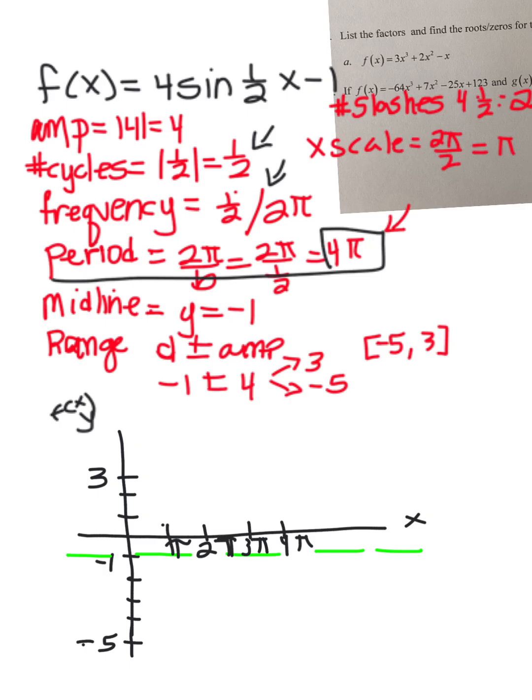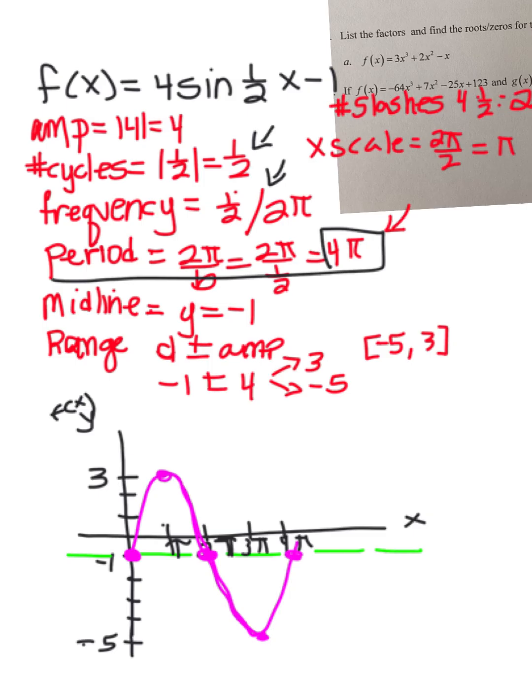All right, so now we are graphing a sine curve. Sine starts at the midline, and it's a +4, so it's going to go up to the max, down to the midline, down to the min, back to the midline. And there's your one curve. Okay? Make sure that's nice and smooth in there.